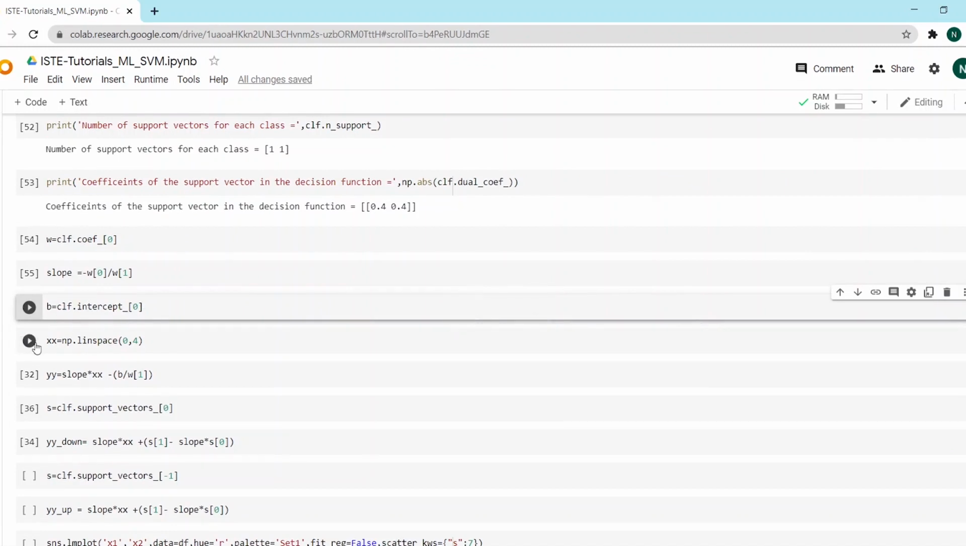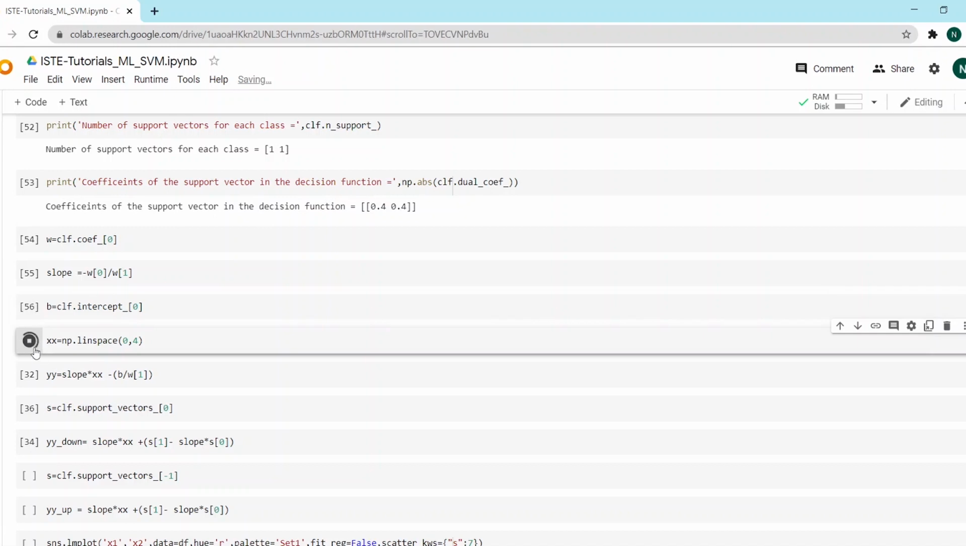Now we define xx, that is the input values for plotting the support vectors and the hyperplane. We are going to input all the values of x. So we define xx as np dot linspace 0 to 4, so that it will feed all the continuous values from 0 to 4. So now let's run it.